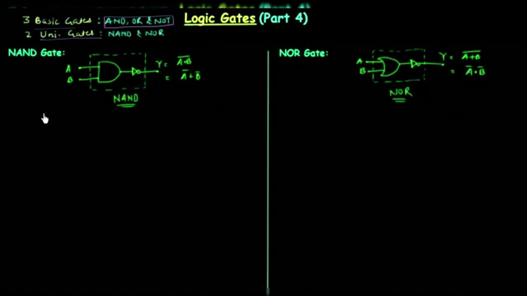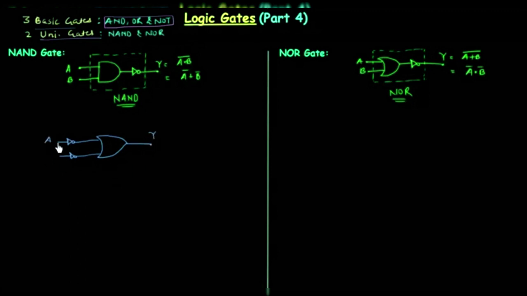There is one more way to obtain NAND gate, and in this we will use OR gate and NOT gate. We are not going to use AND gate, but we'll use OR gate. This is the OR gate, and first we will complement the two inputs. So we will use two NOT gates and we'll find the output Y.